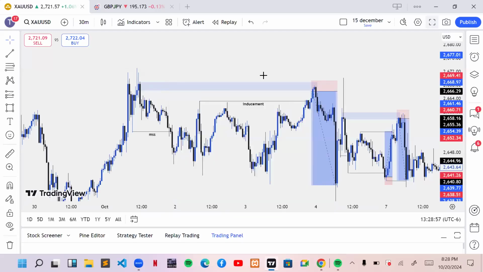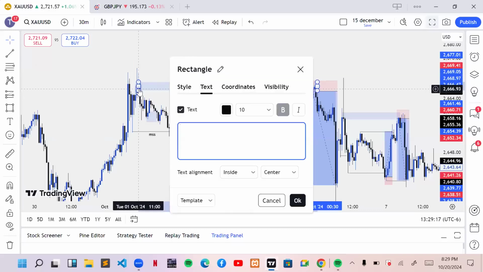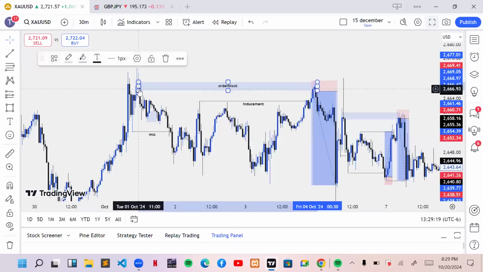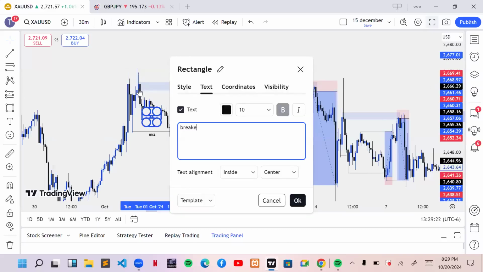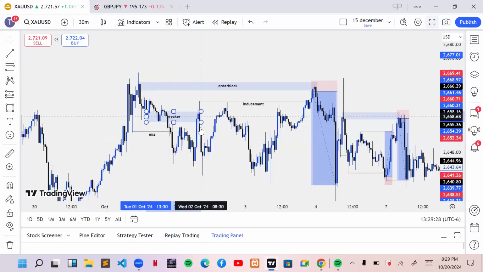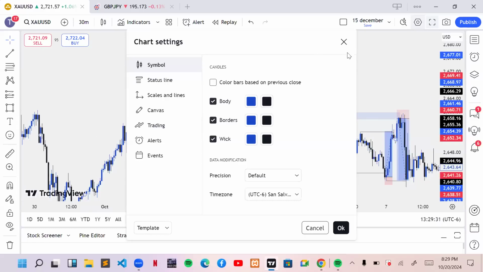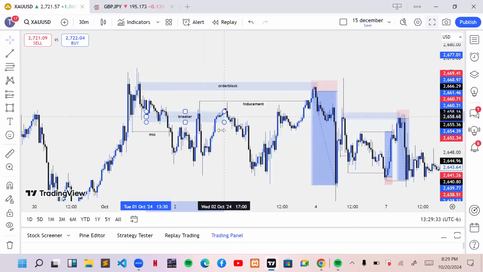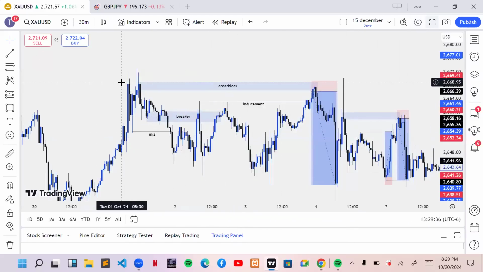Now pay attention to this chart. There's actually a breaker block right here. A breaker block is a failed order block. So this is another block that was supposed to hold market for buys. Well, actually, market came here and broke past it. So this is a breaker block, and then our point of interest is our order block right here. So this is the order block, and this is the breaker block.